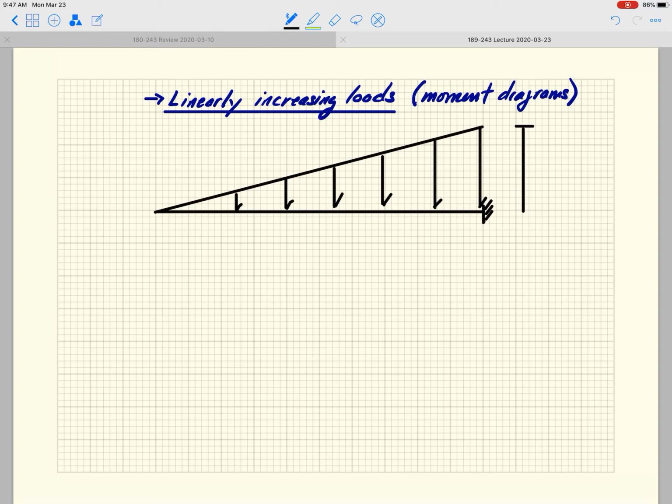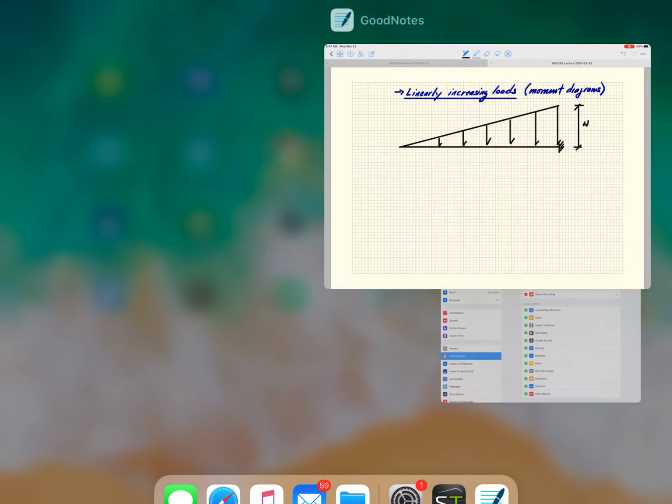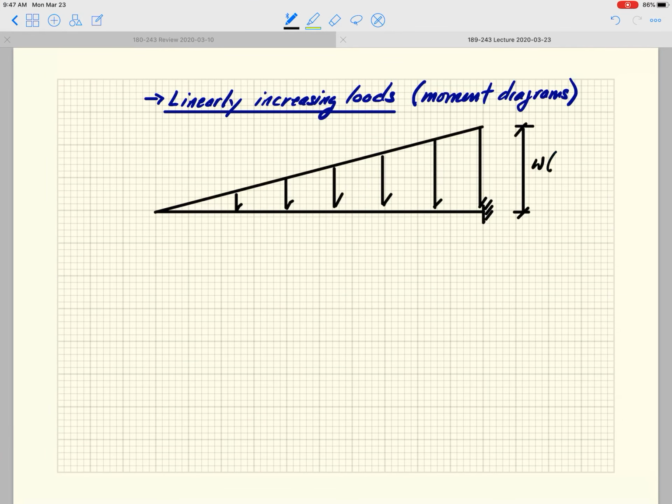The way we are going to define the linearly increasing load is as a force per length. And it's actually the force per length at the maximum end. So that's defined as the amplitude, W. And we're going to define this as the length, L, like that.